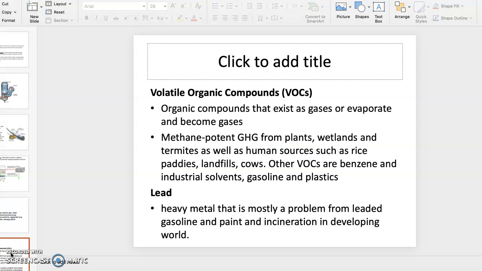Volatile organic compounds. This is where organic compounds exist as gases, they evaporate and become gas. Methane is going to be one of these. So remember, methane from landfills and cows, these are going to create a lot of volatile organic compounds. Lead is a heavy metal, and it's mostly a problem from your gasoline and the paints that you paint on the walls, so they've gotten rid of a lot of lead paint.